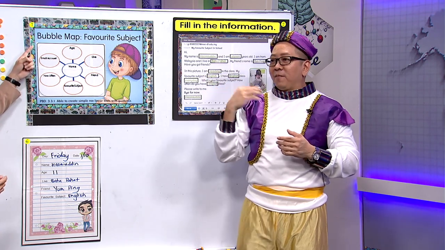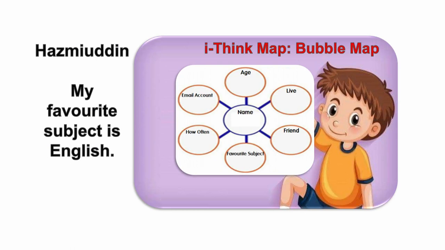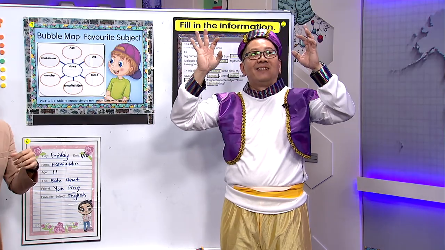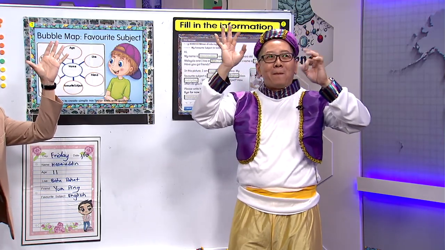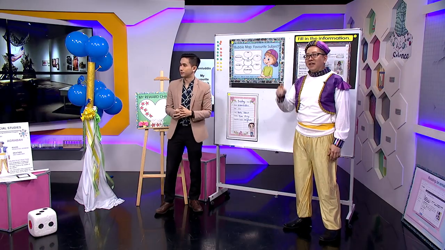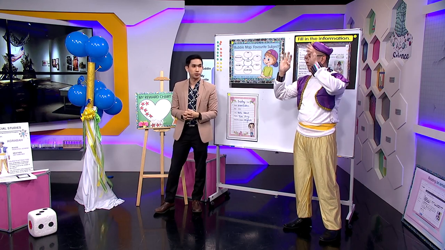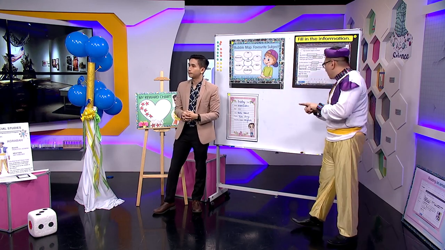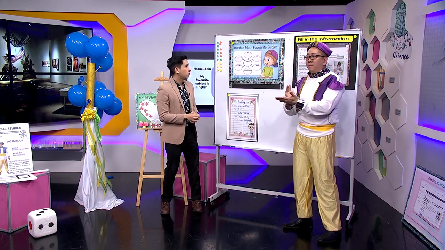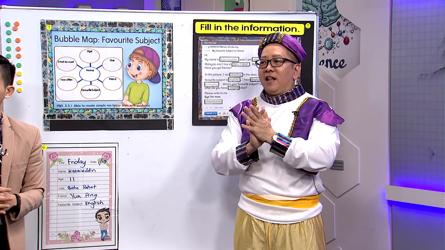We have a bubble map. Do you know what's the sign for bubble? No. Bubble. Pop. Okay, bubble map. So, you can see, this is Hazmiuddin's bubble map. It's the same as this list, but it's more complete with the information. Alright, so let's take a look.